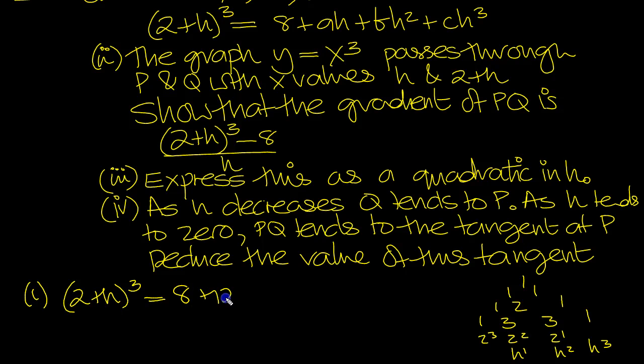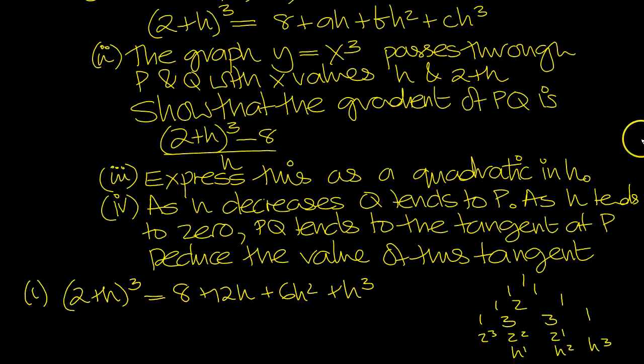12h, and then 6h squared, then lastly an h cubed. Okay, good. So a is the h value, a is 12, b is the h squared value, the coefficient 6, and c is equal to the number of h cubes, which is 1.